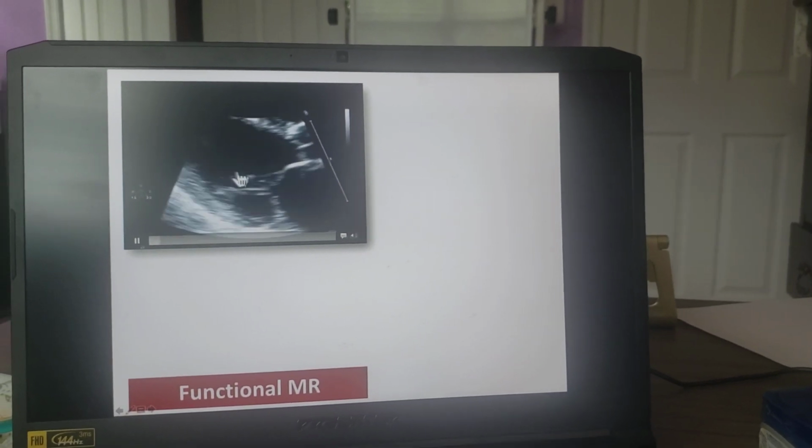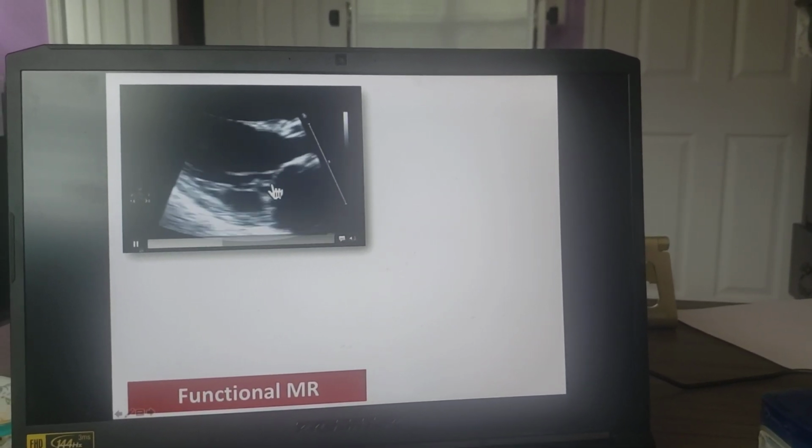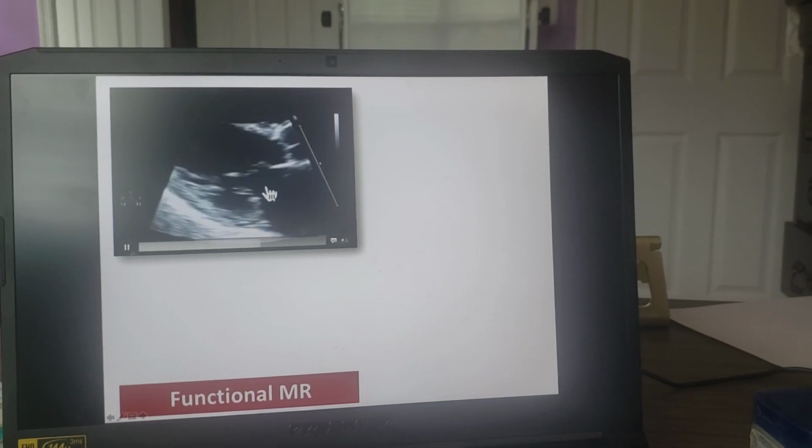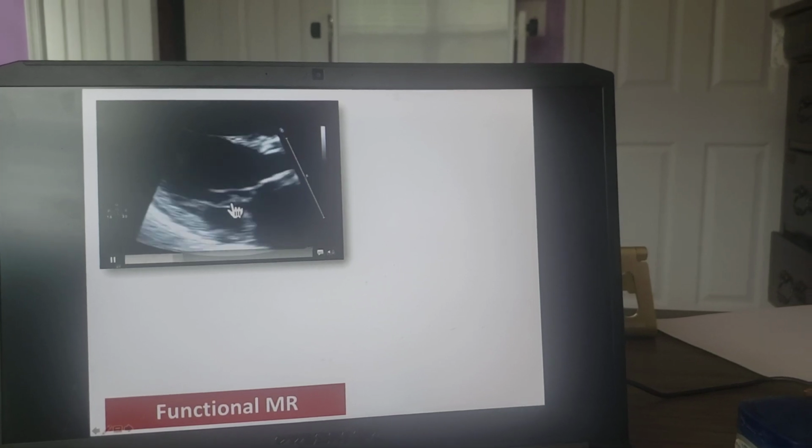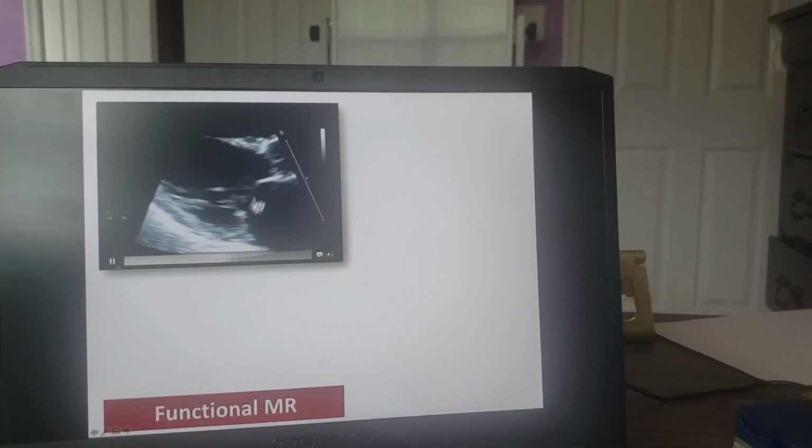Interestingly, you see that there is a cord that goes to the middle of the anterior mitral valve leaflet and actually changes the morphology. This is called the seagull sign. If you can see a seagull here, good for you.